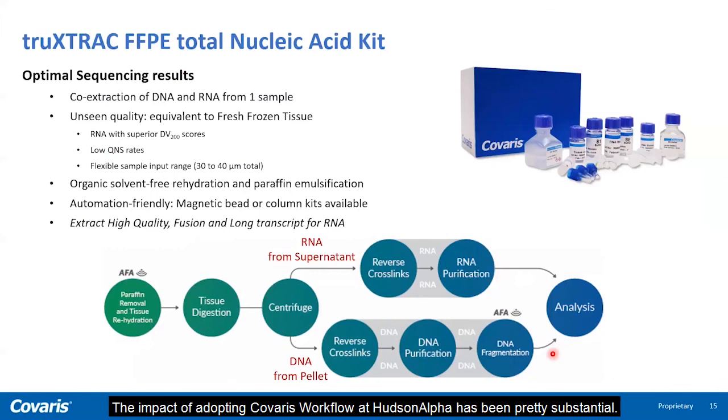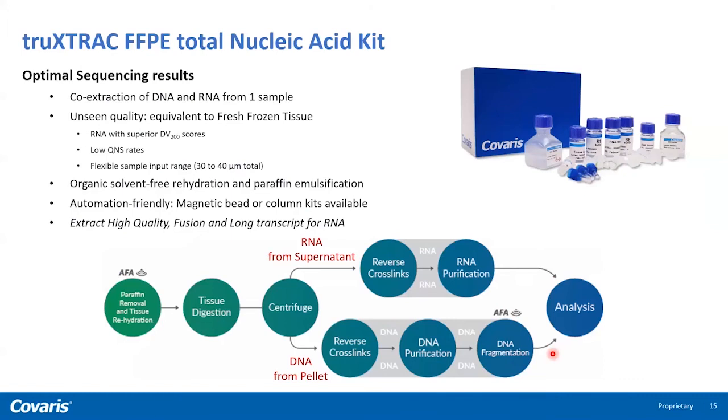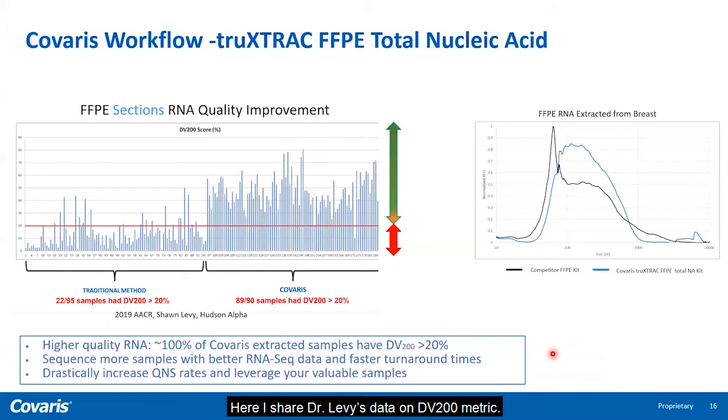The impact of adopting Covaris workflow at Hudson Alpha has been pretty substantial. Here I share Dr. Levy's data on DV200 metric. The DV200 metric essentially means percentage of RNA that are at 200 nucleotides or longer in any sample. This metric is used as a benchmark QC for a number of RNA sequencing kits, especially for Illumina kits.